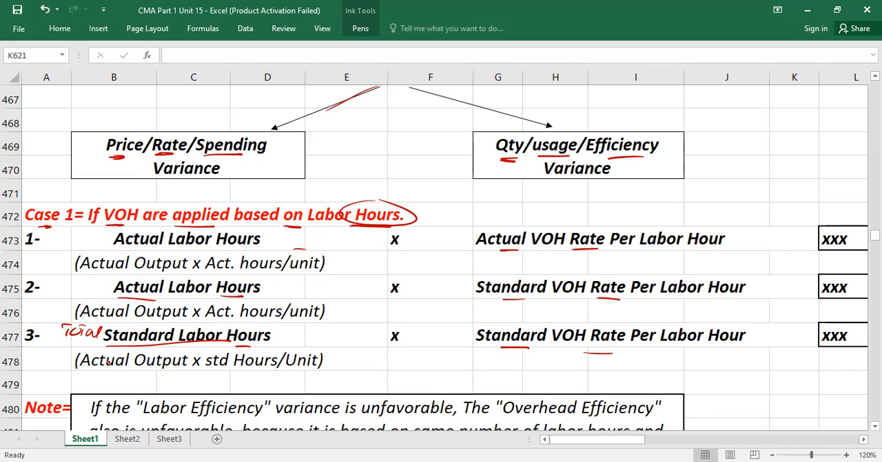Total standard labor hours. How will you find them? You always need which output? Actual output. Here I will also use actual output. The only difference is this is going to be changed here. I take actual output multiplied by standard, which here means budgeted, hours per unit. Look, here I use actual hours, but here I'm using standard, meaning budgeted, hours per unit.